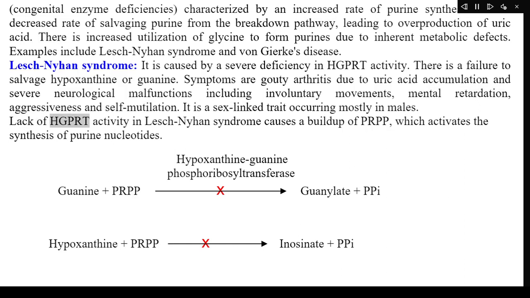Lack of HGPRT activity in Lesch-Nyhan syndrome causes a buildup of PRPP, which activates the synthesis of purine nucleotides. Hypoxanthine guanine phosphoribosyltransferase: guanine plus PRPP gives guanylate plus PPi. Hypoxanthine plus PRPP gives inosinate plus PPi.